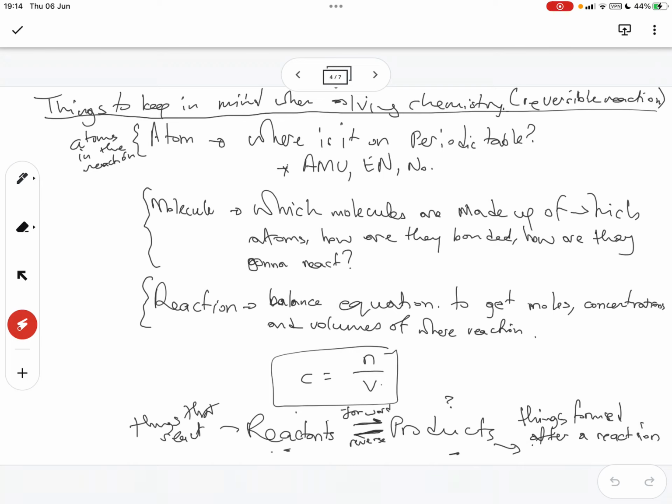Where is it on the periodic table? What is its atomic mass units, electronegativity, atomic number? That information, that data, gives us important information about the atom itself, but not only for the atom, but also for the molecule in which the atom finds itself.